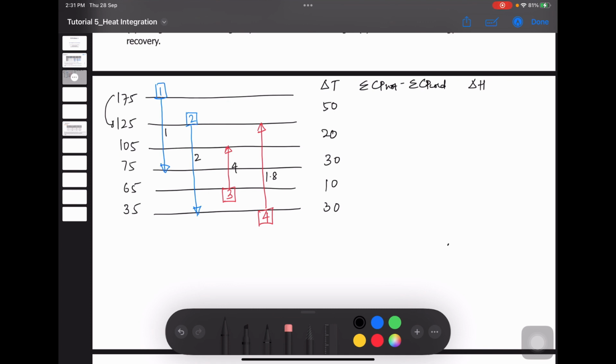So CP hot minus CP cold. You need to see within this interval how many hot streams you have and how many cold streams you have. You need to add all the CP of the hot streams minus all the CP of the cold streams. So here in this range I have only one hot stream whose CP is 1, and I don't have any further hot or cold streams. So the difference is 1. In the second interval, I have two hot streams and one cold stream. So 1 plus 2 is 3, 3 minus 1.8, so I will get 1.2. Similarly, I am going to calculate for the other intervals as well.